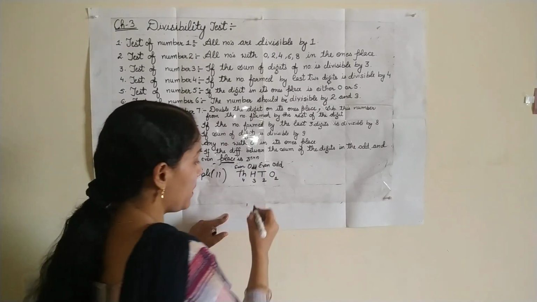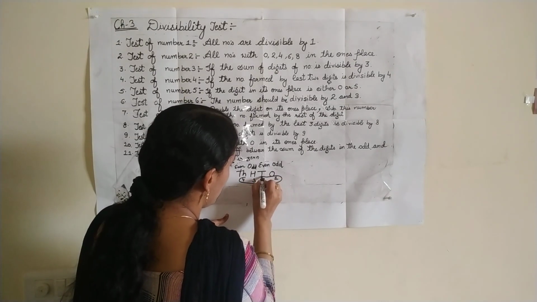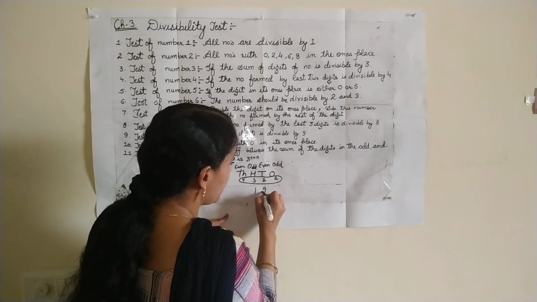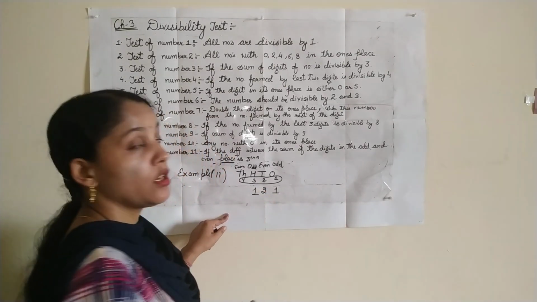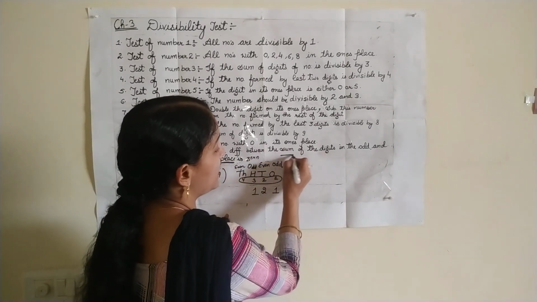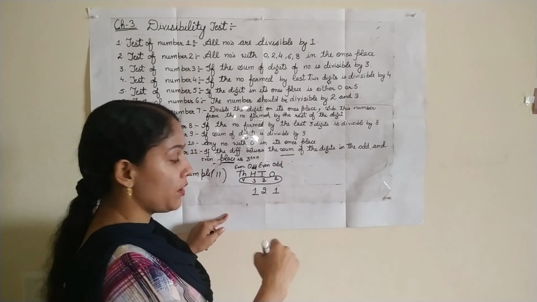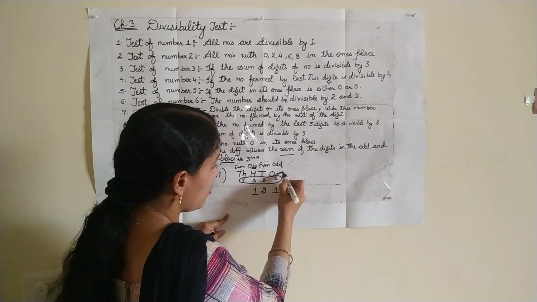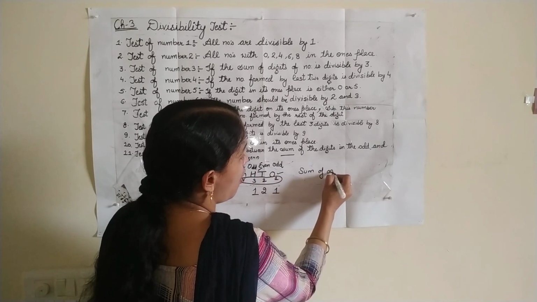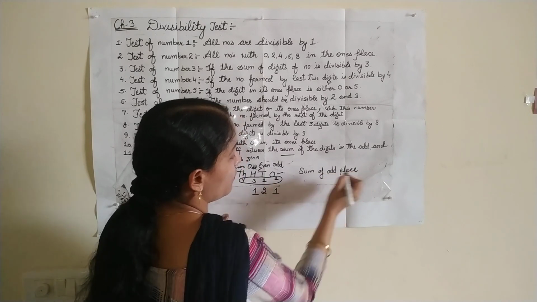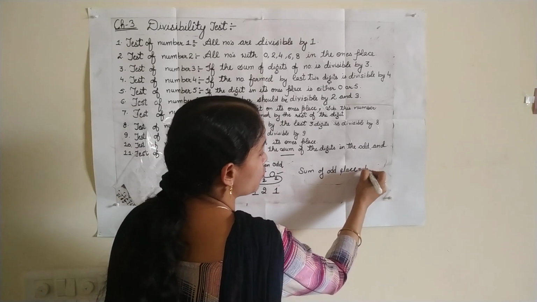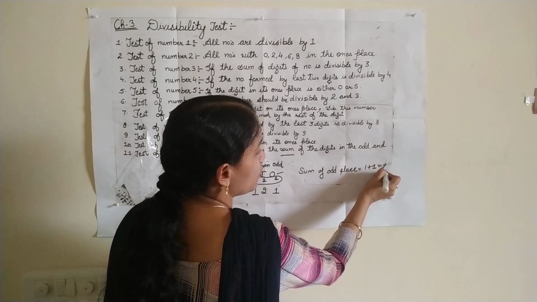Now taking any number here, I am writing this in a circle because these are the places. I am taking the example 121. Now what you have to do: find the difference between the sum of the digits in the odd and even places. Odd places are the ones and hundreds. Sum of odd places. Check the digits. Here is 1 and here is also 1. Add these two digits, getting 2.